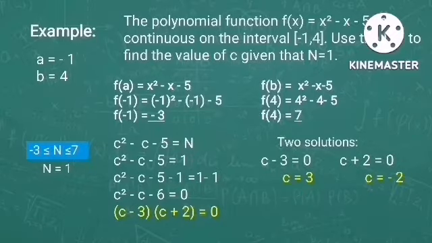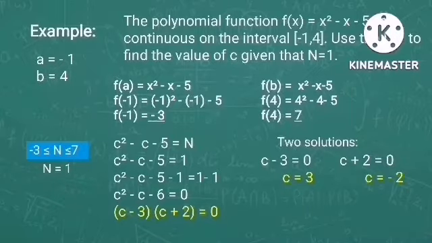Since we already have the value of n, which is 1, we now proceed to finding the value of c. We substitute the variable c for the variable x in the function and equate it to the value of n. So now we have c squared minus c minus 5 equals 1. And by subtracting 1 from both sides, we get c squared minus c minus 6 equals 0. So, by factoring, we get (c minus 3) times (c plus 2) equals 0. And now, we have the solutions.